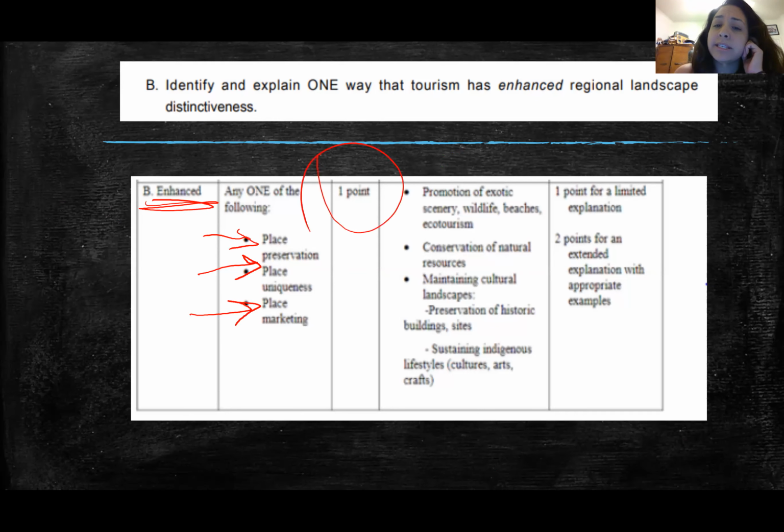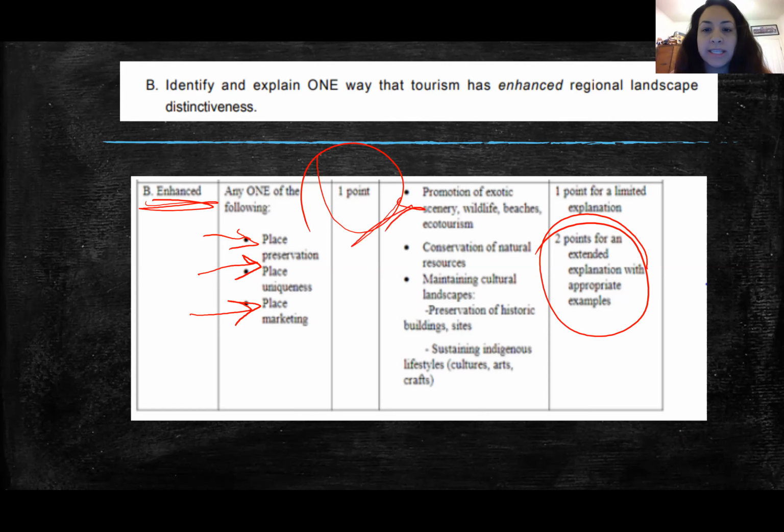That was 1 point. Then again, you could get up to 2 points for an extended explanation with appropriate examples. So again, where we get into those specifics. So the promotion of exotic scenery, wildlife, beaches, ecotourism, Quinta Mazatlan, the birding center, right? Conservation of natural resources, birds.